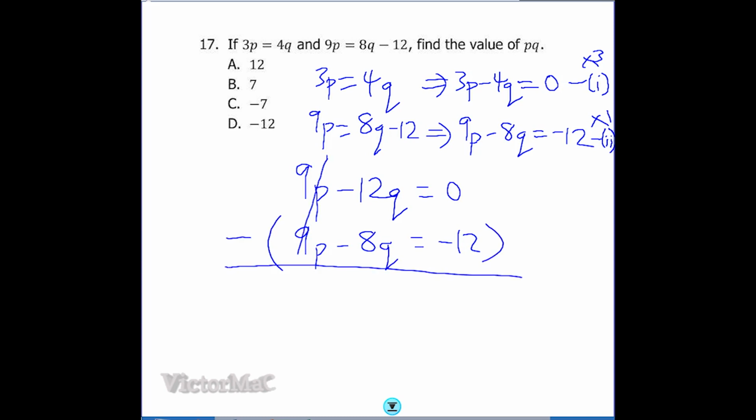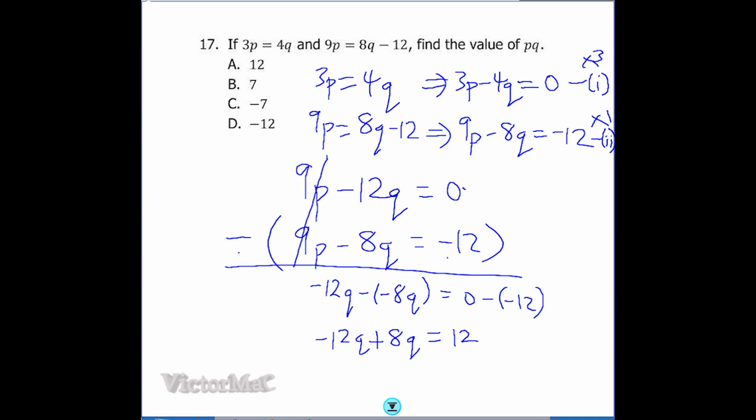9p minus 9p, then minus 12q minus 8q. 0 minus minus 12, okay, 0 minus minus 12. When we multiply minus and minus, we have plus 8q. Then minus times minus, we have plus 12. 8q minus 12q is the same as minus 12q plus 8q. So that's minus 4q equals 12.